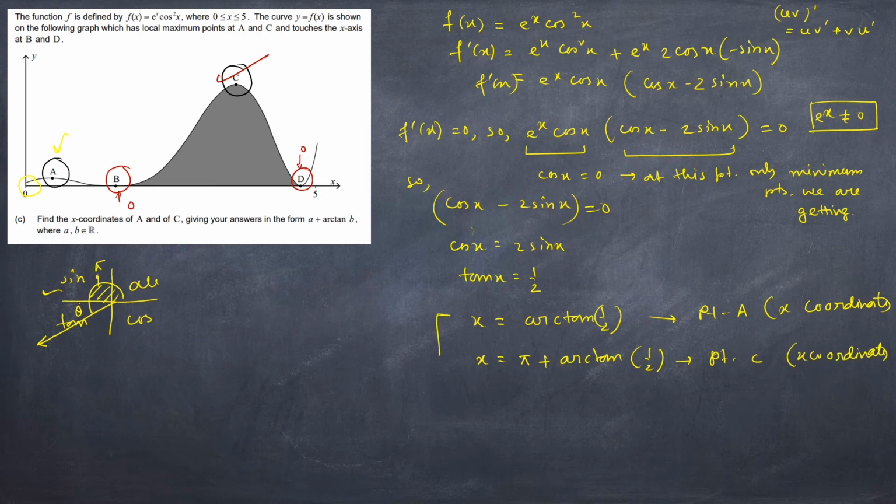So in this way we have got both the points. The first point is x equals arctan half, where the value of A will be, so for the first part, A is equal to 0, B is equal to half, and for the second part A equals pi and B equals half. So in this way this problem is done. Now we will move towards the last problem.